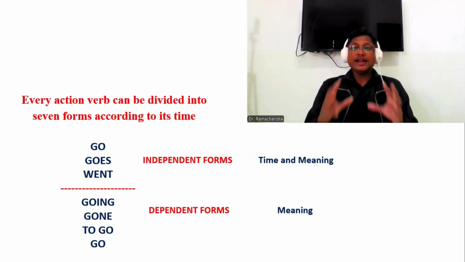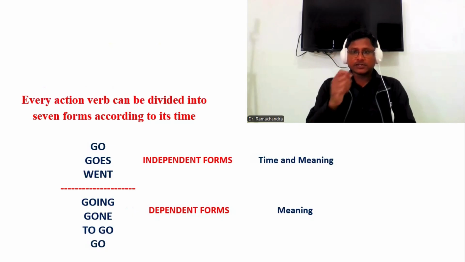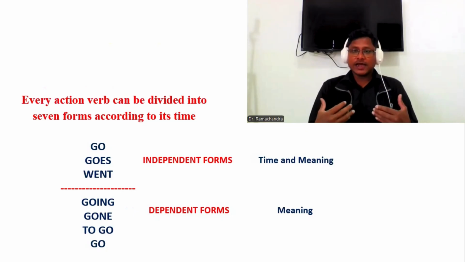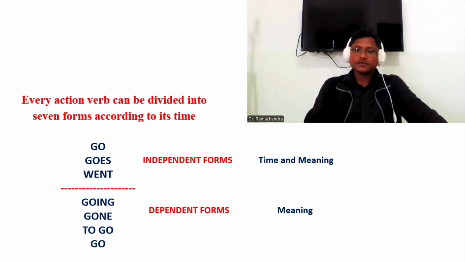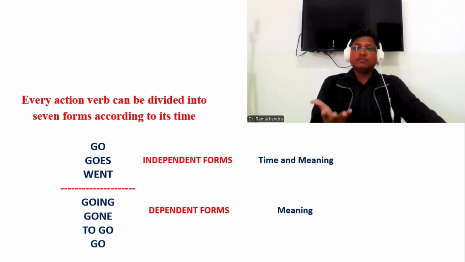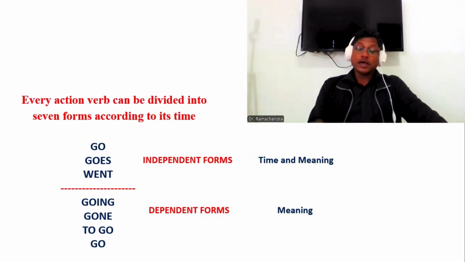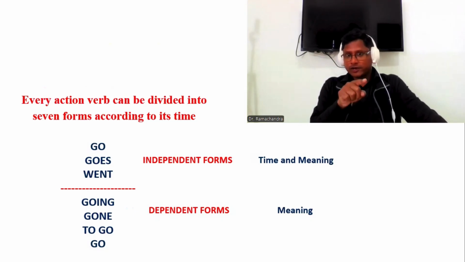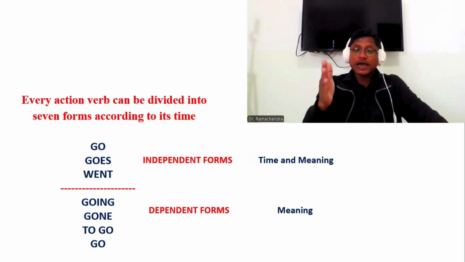Without depending on any helping verb, these 3 forms give absolute and complete meaning. For example, I go. I can understand there is a meaning because go, action, means meaning. I eat. I cook, action. That action has meaning. When it has meaning, that is an action verb. And also it has time. When you look at I go, you can understand that is a present form. The action is in the present. Without depending on any helping verb, this form gives you complete and absolute meaning.